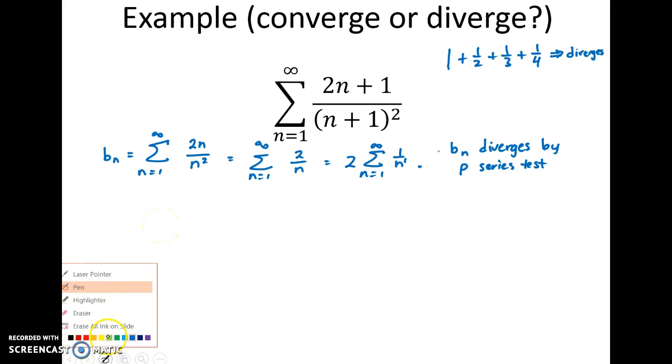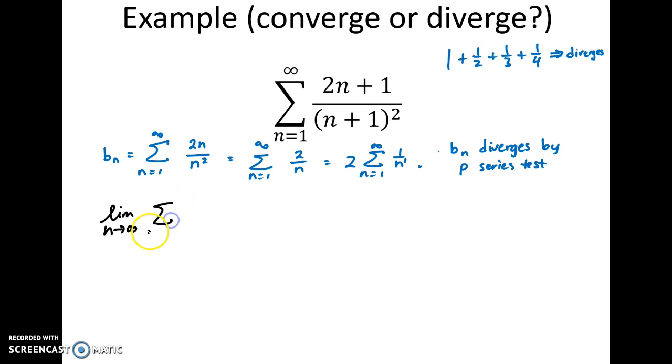And so then what we're going to do is make a ratio. So we're going to do the limit as n goes to infinity, and we're going to start at 1, of A sub n over B sub n. You can either use 2 over n or you can use 1 over n. It doesn't matter. Either one will work. So I'm just going to be consistent and use 2 over n.